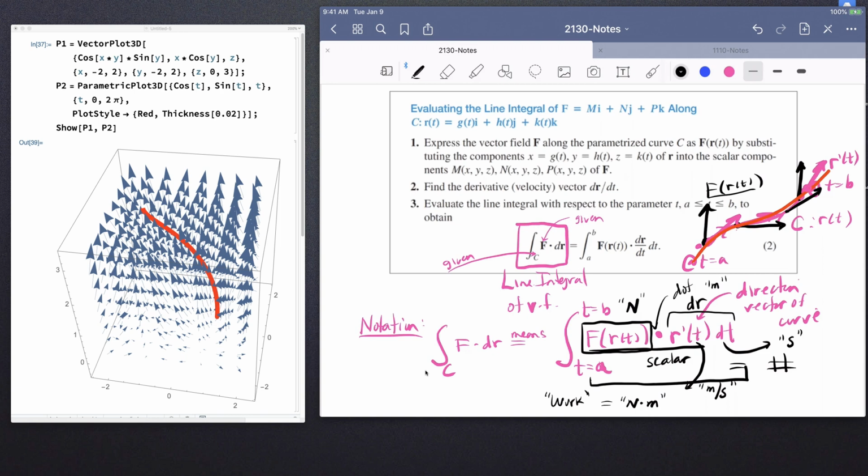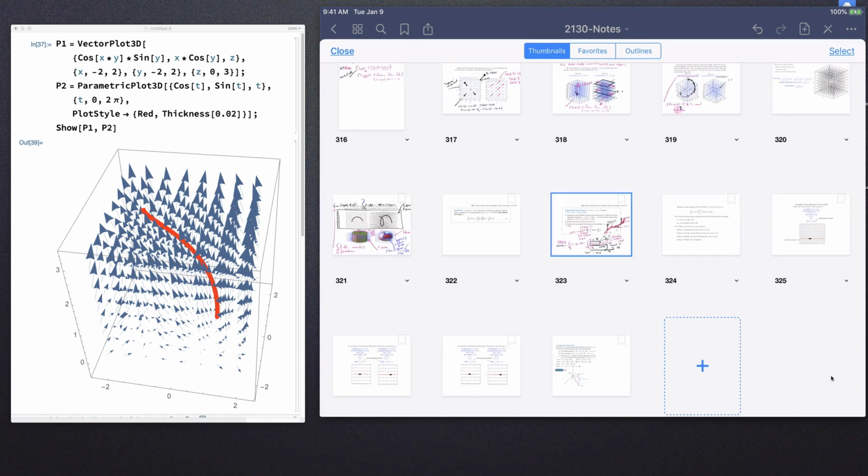So these line integrals of vector fields are sometimes called work integrals, and we will discuss a little bit more what the dot product is doing and why we need a dot product. But let's just work on some mechanics here, and we'll look at an example and see what's happening.